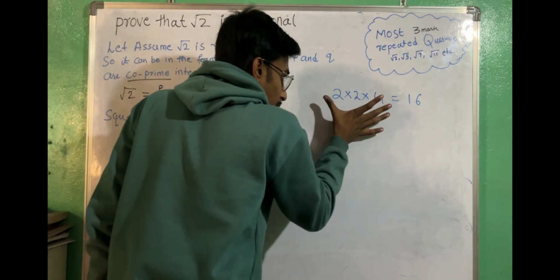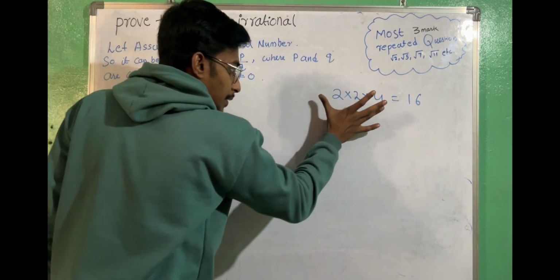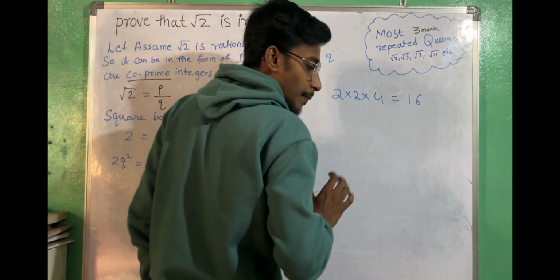You can see all these numbers are factors of this number. When I multiply all these numbers, I will get this number.